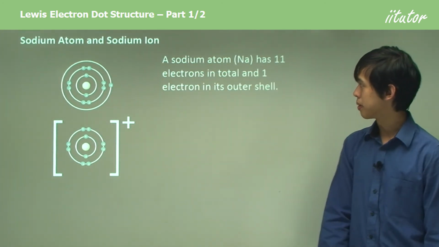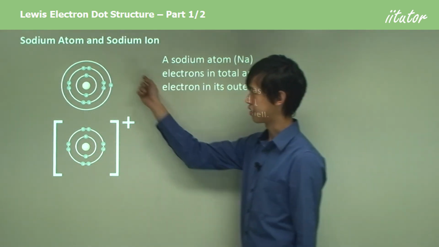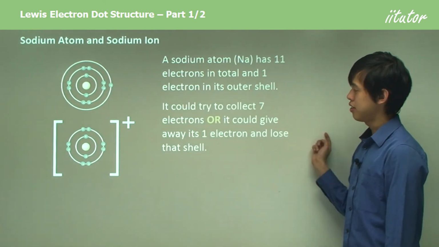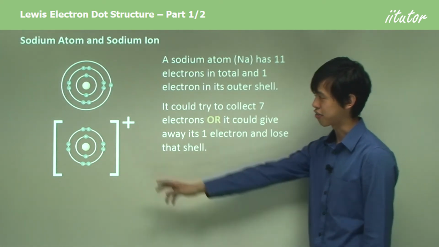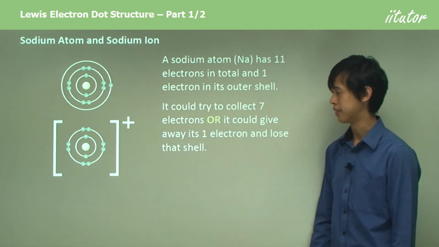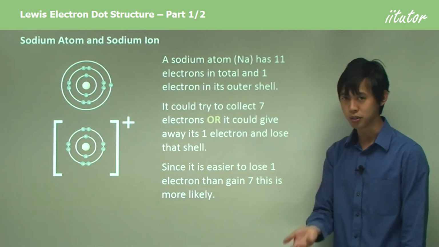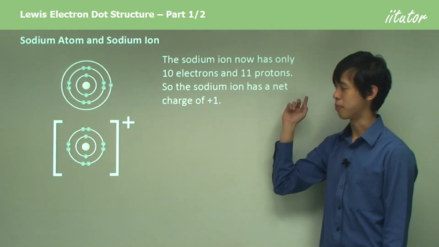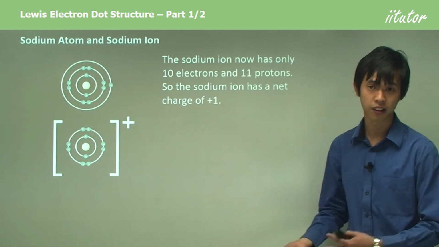Now the sodium atom and sodium ion. If we look at the sodium atom, it has 11 electrons in total and 1 electron in its outer shell. You can count that out for yourself. It could try to collect 7 electrons, but the key thing is that it could give away its 1 electron and lose that shell. Here it has 3 shells, but here it gave away that electron and now has 2 shells. Since it's easier to lose 1 electron than gain 7, losing an electron is more likely. The sodium ion now only has 10 electrons and 11 protons, so it has a net charge of +1. So that's why we get positive and negative charges.